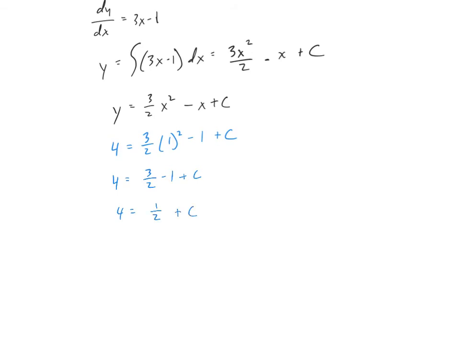4 take away a half is 3.5, also known as, what's that, 7/2 equals c. Right, I just did over here 4 minus a half. 8/2 minus 1/2 equals 7/2. Yeah, I got that right. Cool. All right. So that's our constant of integration. So we can now rewrite our y equals equation. Y equals 3/2 x squared minus x plus 7/2. And that's our answer. Cool.